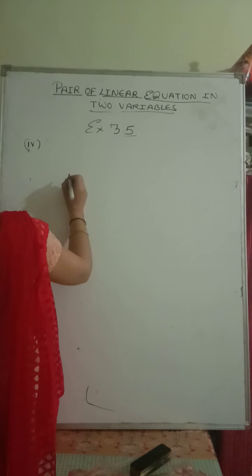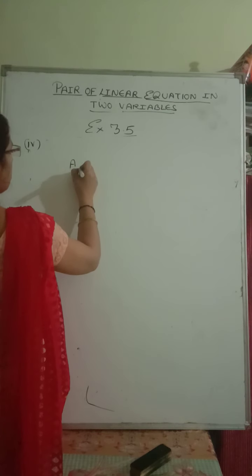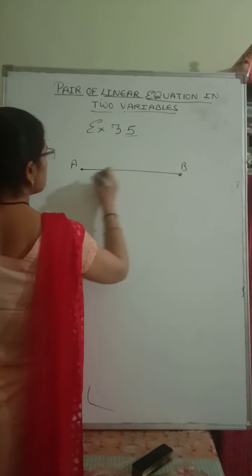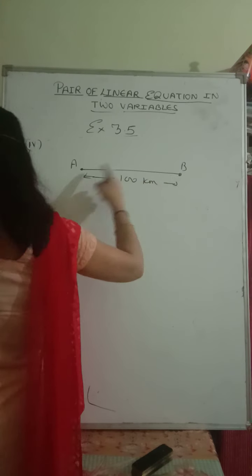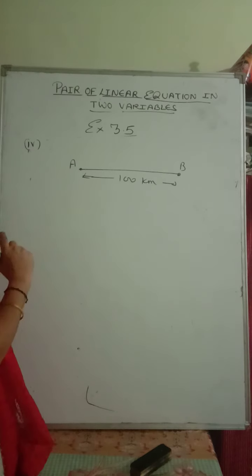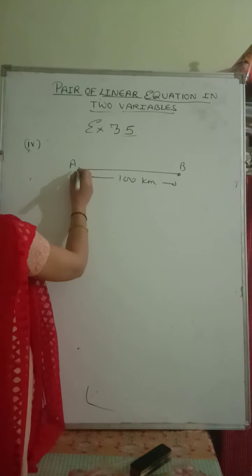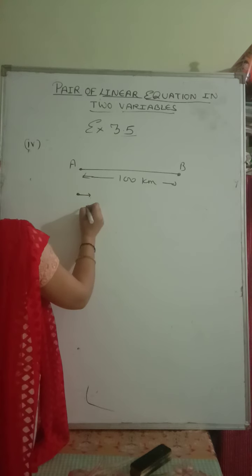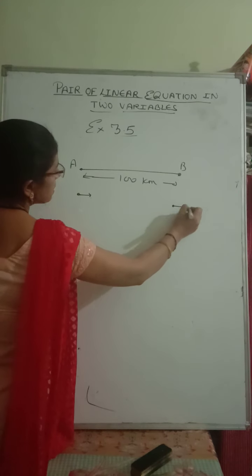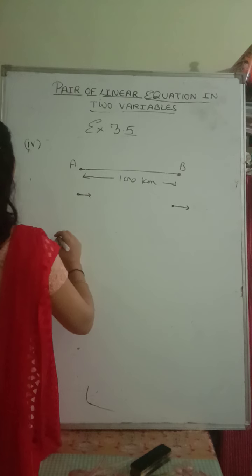places A and B are 100 km apart. A place is there and B place is there. The distance between them is 100 km. Okay, so places A and B are 100 km apart on a highway. One car starts from A, and another from B at the same time.